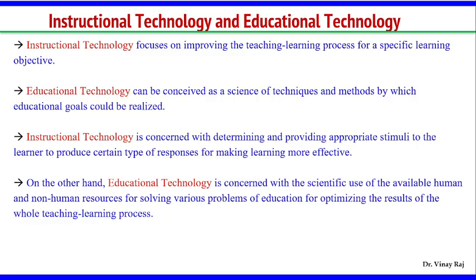Okay, so there are two other terms which are the fundamentals for our course, that is instructional technology and educational technology. Basically, instructional technology focuses on improving the teaching-learning process for a specific learning objective. Let's say we want to learn only the concept of for loop or looping in Python programming. For achieving that objective, what is the instruction or the process which I am telling you? That is instructional technology. How do you learn?